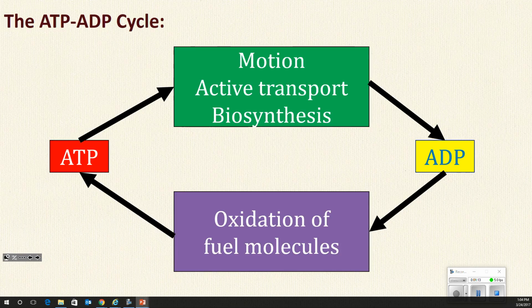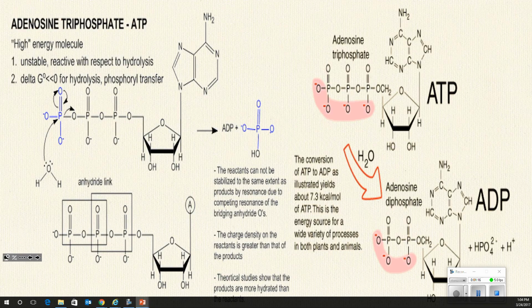Okay, so going forward, we okay? All right, so this is a long version. That was a short version. So high energy molecules are unstable and reactive with respect to hydrolysis. The delta G for them is very, very small, a lot less than 0. And we have phosphoryl transfer. When a water attacks, the water pulls this off and we get ADP and phosphate. Then when we want to put it back on, we have to dehydrate it.